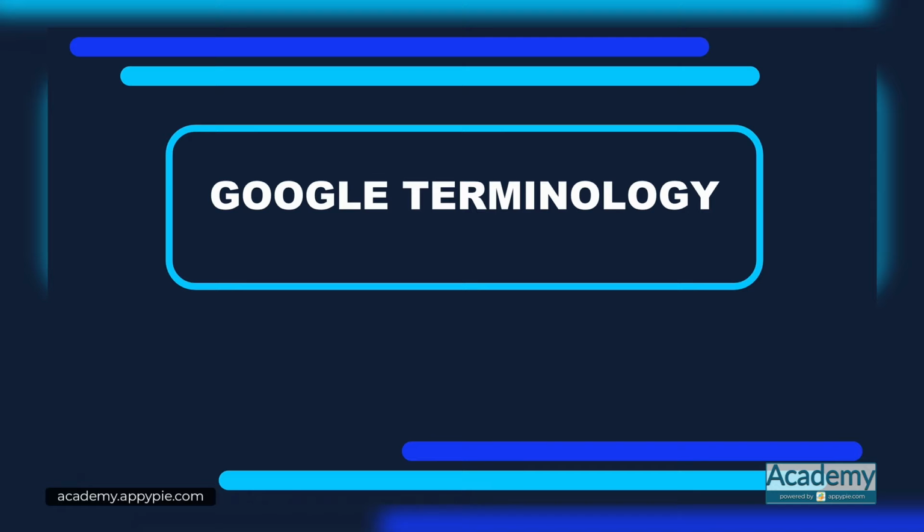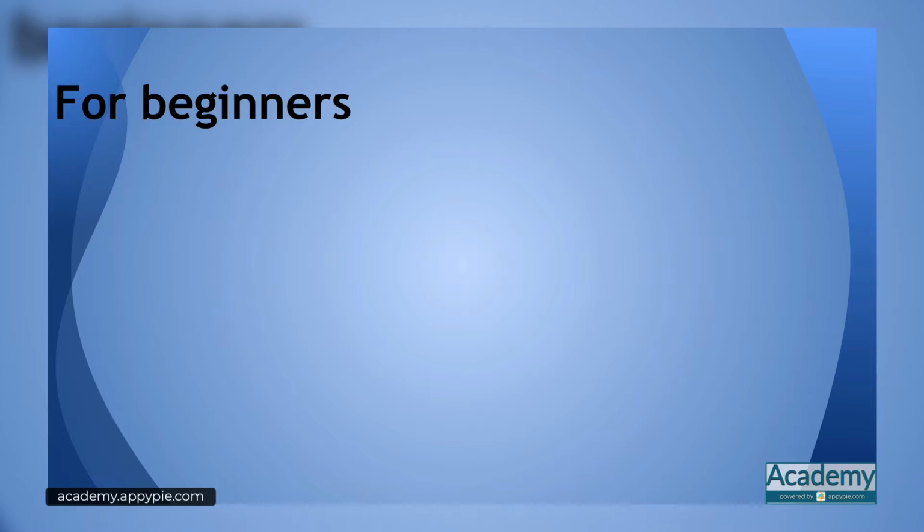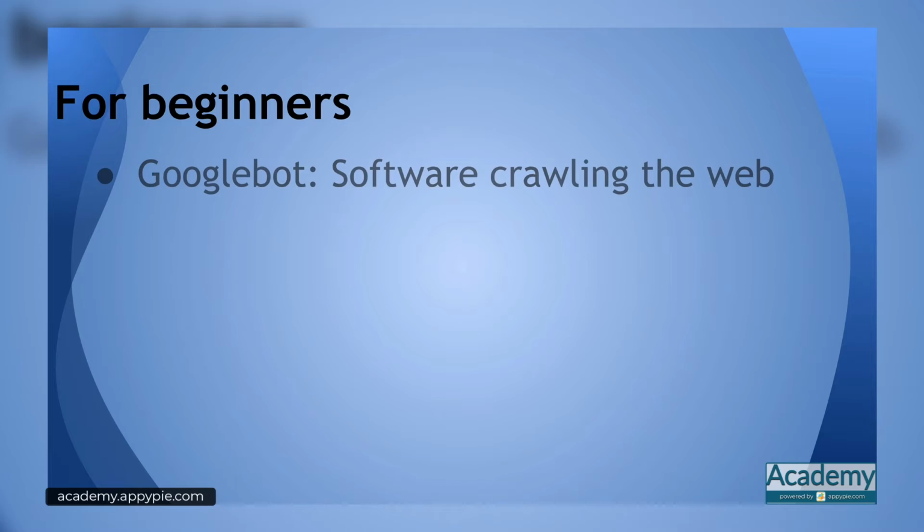Now let's go over some Google terminology, and this is going to be for beginners. If you've been doing SEO for a while, you will know this, but for beginners, it's good to understand so that you're not confused. So there's such a thing that's called Googlebot. Very confusing. Sometimes it's called a spider, sometimes it's called a crawler. It's all the same thing. It's not a bot, it's basically just software.